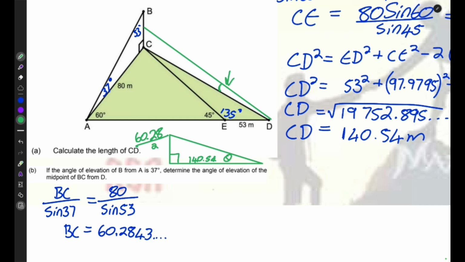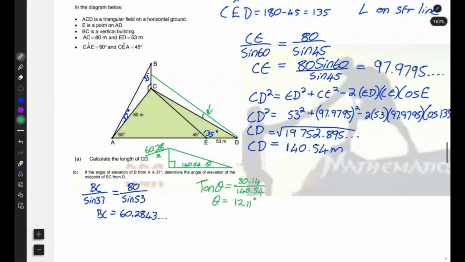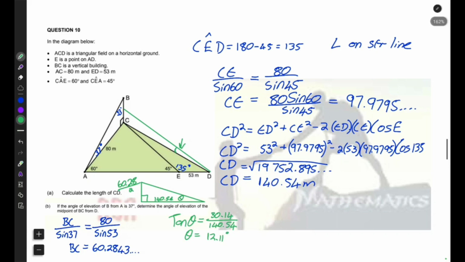So I'm immediately going to say opposite and adjacent is tan, so tan of theta is equal to opposite. So I know that is just going to be 13.14 over 140.54, so the answer for CD. Great, and therefore theta, if I shift tan, that value will be 12.11 degrees. Great, guys, that was an IEB question, so it needed a bit of further thinking, but I really don't think it was too difficult.